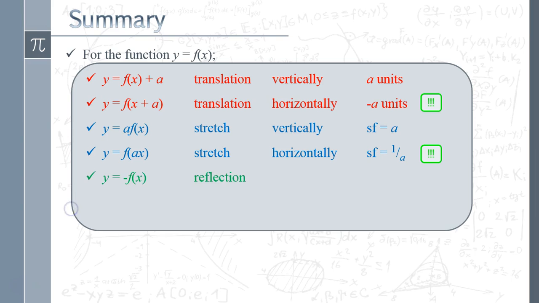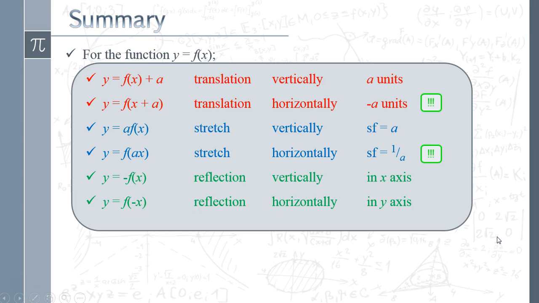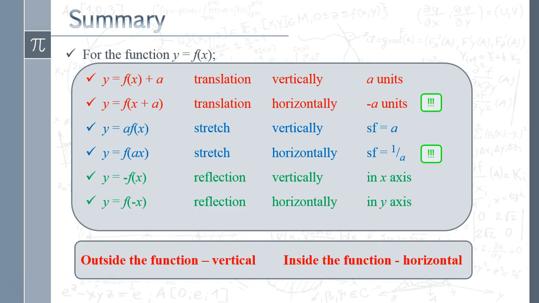And then finally, we've got our reflections. Outside reflects vertically, or reflects in the x-axis, and inside causes the reflection in the y-axis. So if you're struggling to remember all of that, very essentially, if it's outside the function, the transformation is happening in the vertical direction. If it's inside the function, it's happening in the horizontal direction.